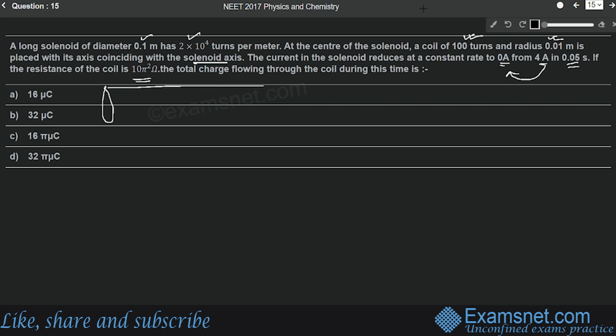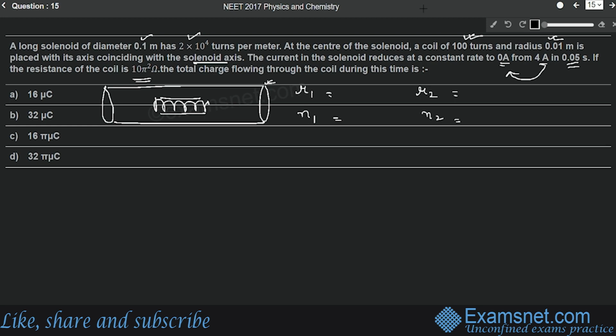We have a long coil or solenoid. Okay, and inside this we have a smaller coil that is placed at the center. Now, let's say that the radius of the solenoid, the bigger one, is R1, and the radius of the coil that is placed inside this is R2. Similarly, the number of turns for the bigger one is N1, and the number of turns for the smaller coil is N2. So let's write the values of R1, R2, N1 and N2.